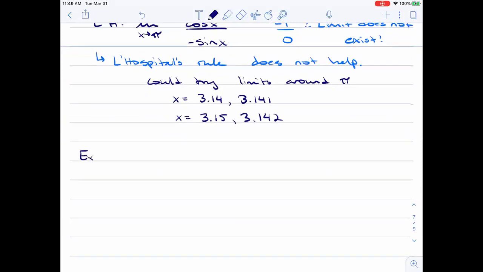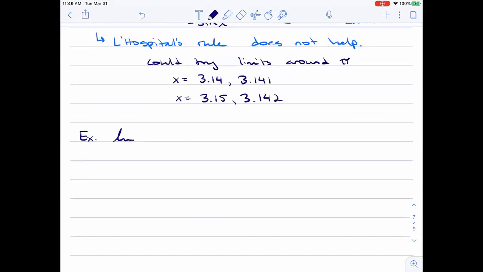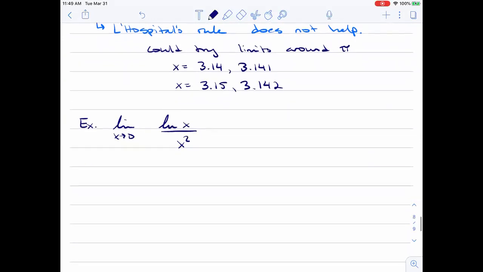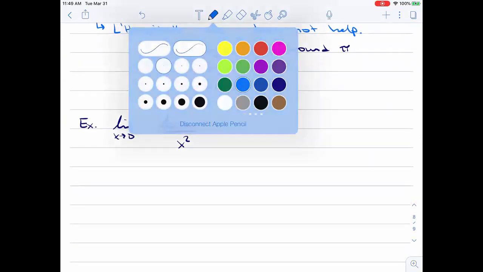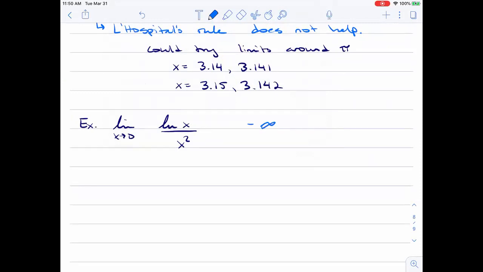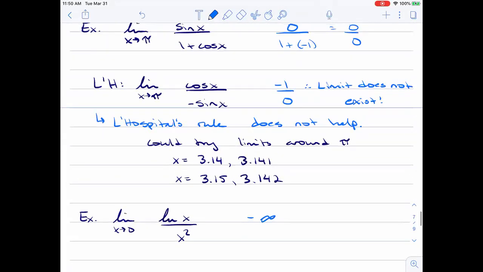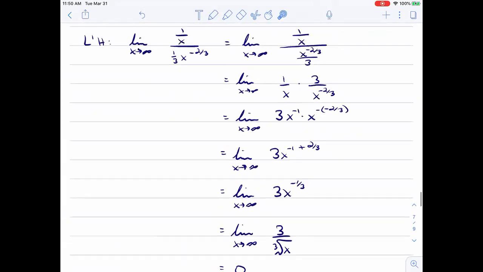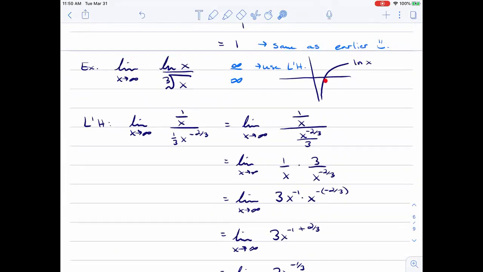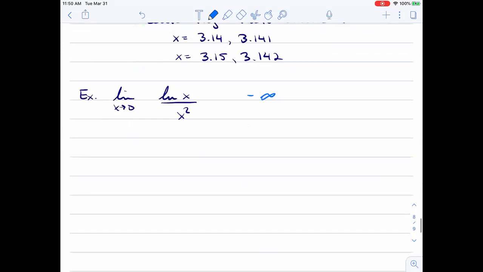But how about another example? What if we want to find the limit as x goes to 0 of the natural log of x over x squared? This, to me, looks like -infinity. Again, really helpful if you remember what the natural log of x graph looks like here. As x goes to 0, I'm going to -infinity. So it looks like -infinity over 0 squared, so 0.